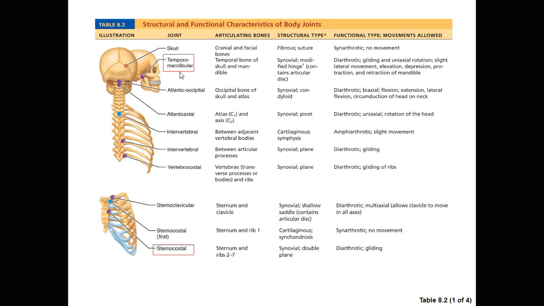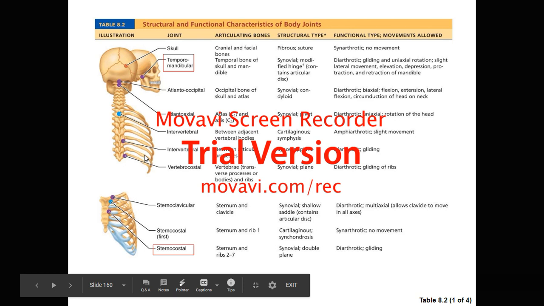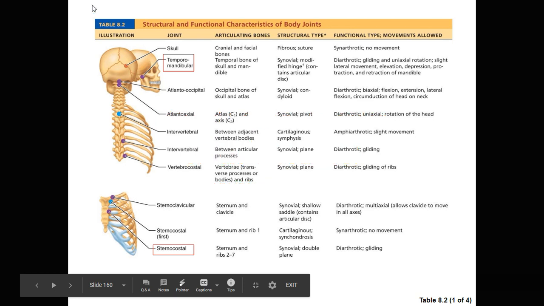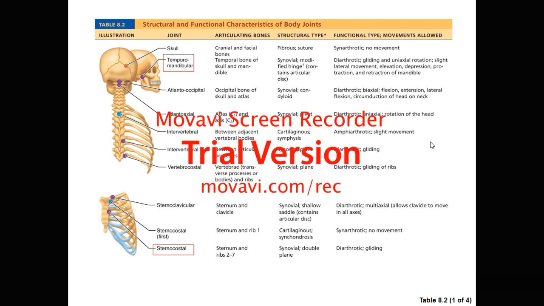As you can see on this table, certain joints are in a box, an orange-red box, or actually we'll call it a red box. Anything circled in one of these red boxes, you definitely should know the name of the joint, the articulating bones, the structural classification, functional classification, and the movements allowed. You should really try to know everything, but you should definitely make sure you know the joints that are in the red boxes.